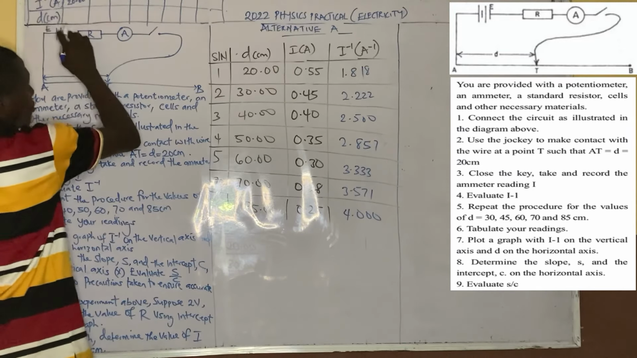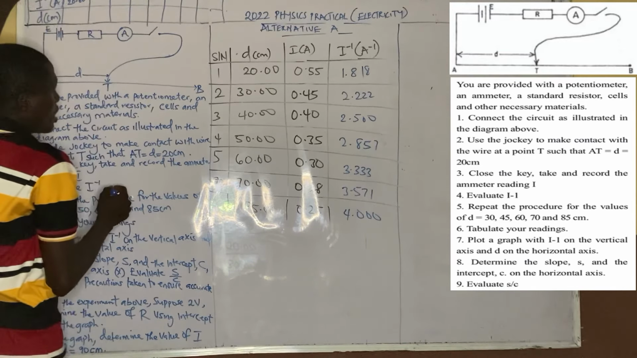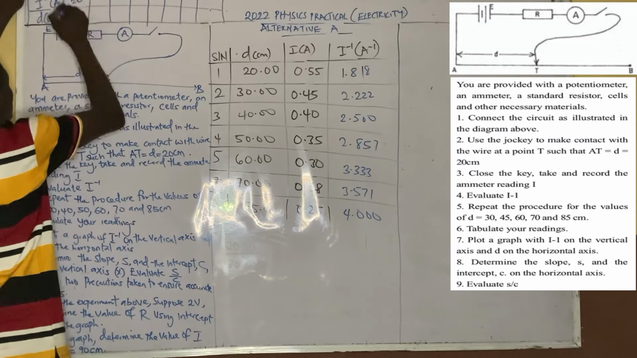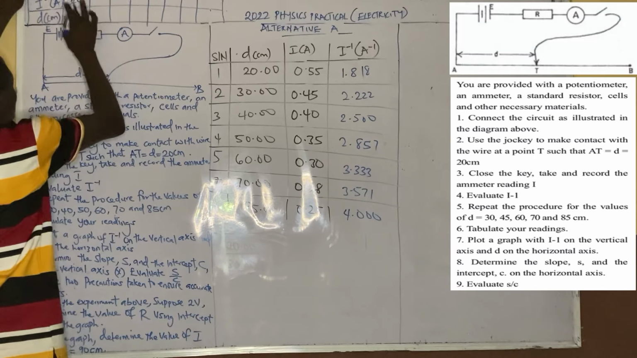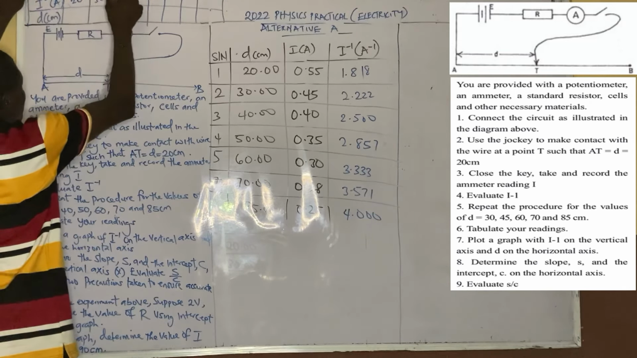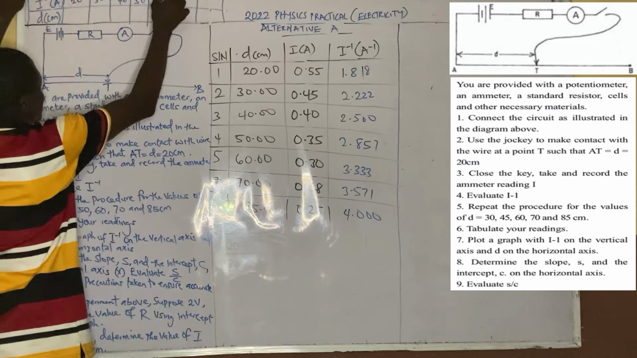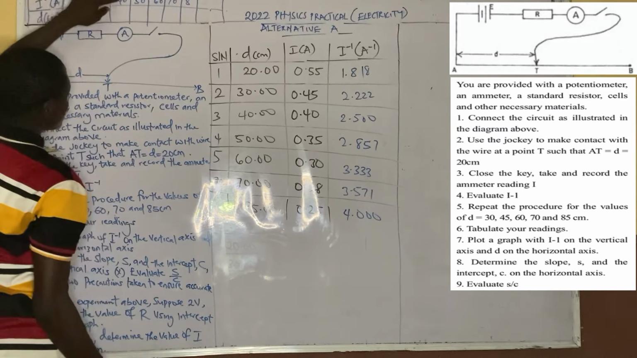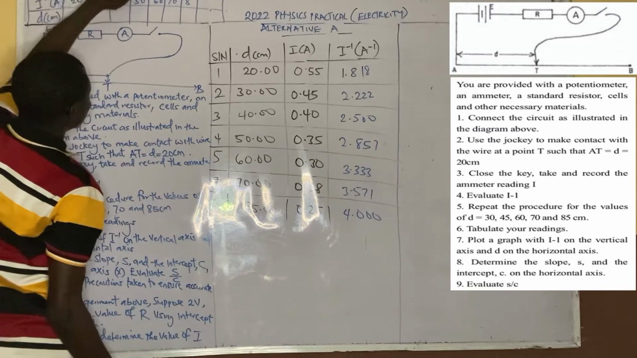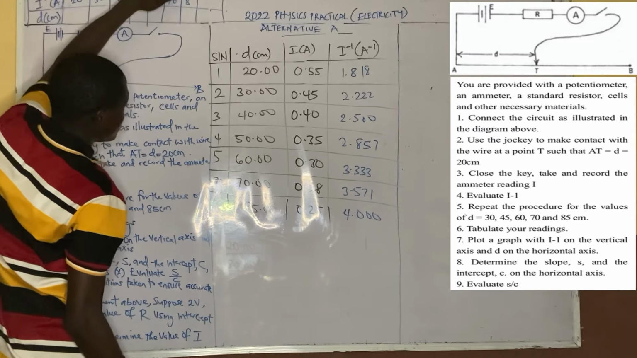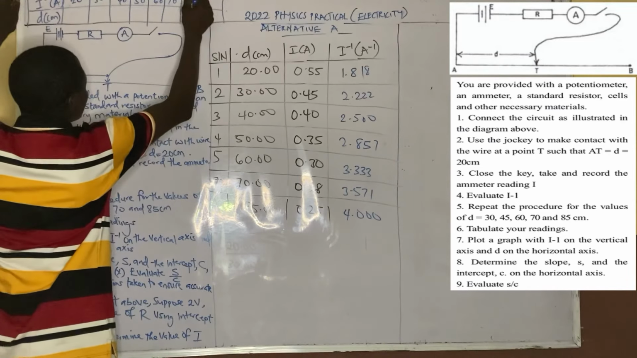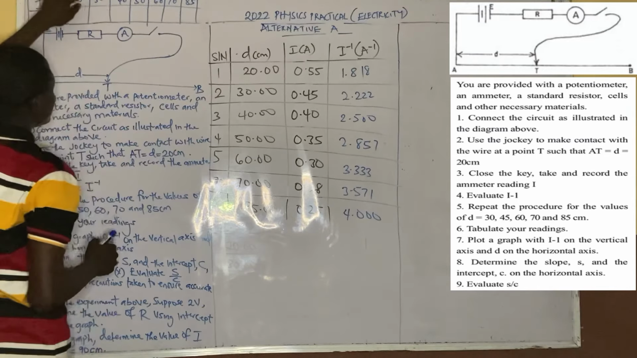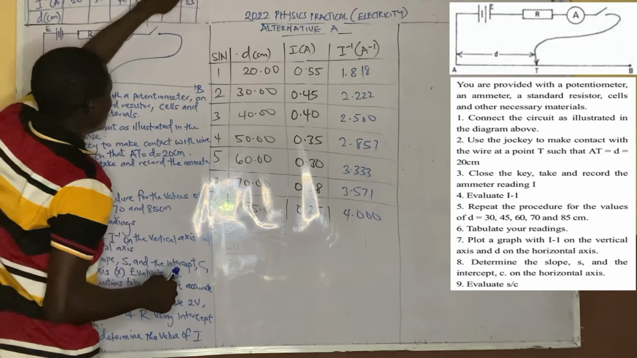The first one is 20.000. Approximately, we are going to use 20. You can leave it as 20. So, we are plotting the graph now. The next ones are 30, 40, 50, 60, 70, then 85. So that is that about that.